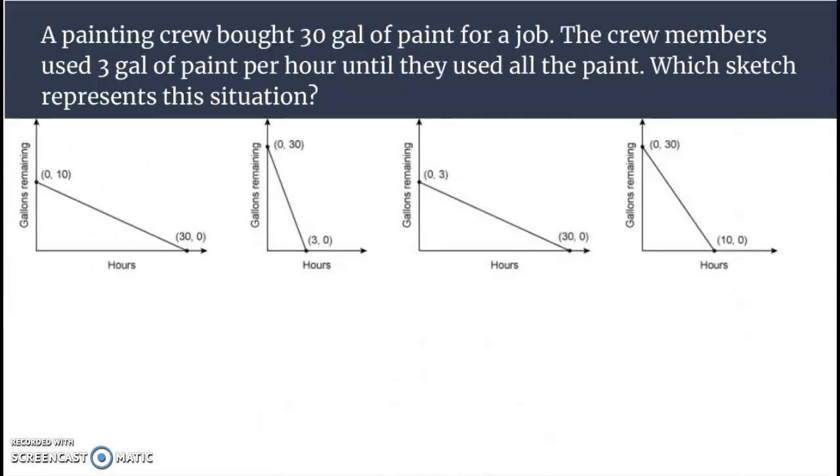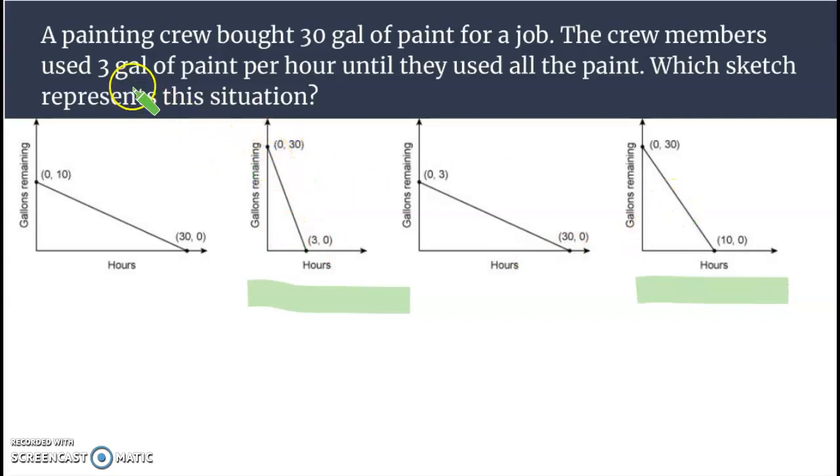Alright, now we'll look at a couple story problems here. It says a painting crew bought 30 gallons of paint for a job. The crew members used 3 gallons of paint per hour until they used all the paint, which sketch represents the situation. So the y-axis is the number of gallons remaining, and at 0 hours they had all 30 gallons. So we would need to look for the one that has a y-intercept of 30, and see these two right here, the second and the fourth one, have that.